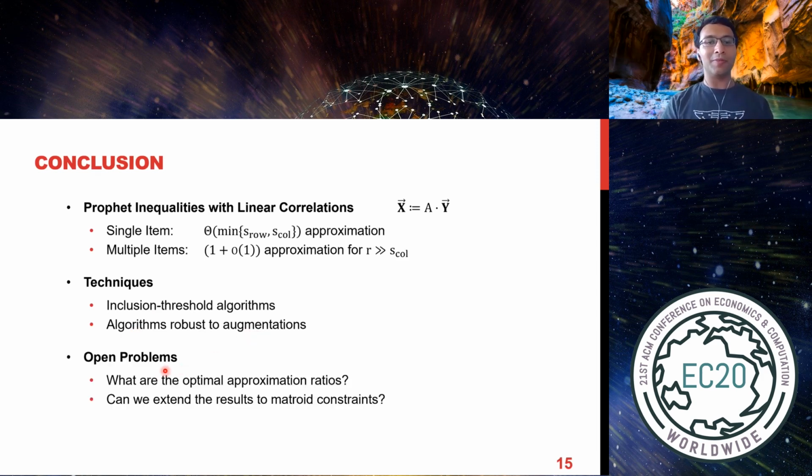Some cool open problems are: what are the tight optimal approximation ratios? This is tight up to some constant factor, so can we even nail down this constant? And can we extend these results to late rate constraints? That's another interesting question. Thank you.